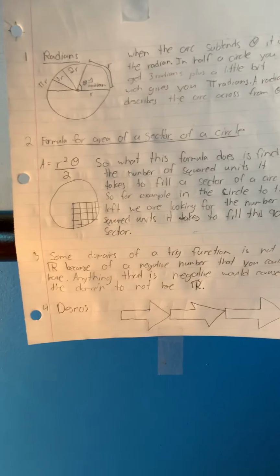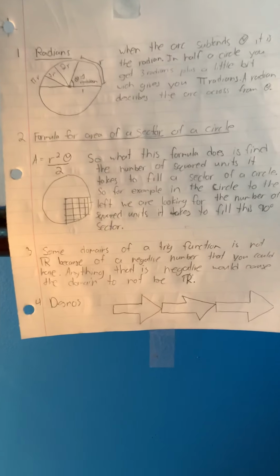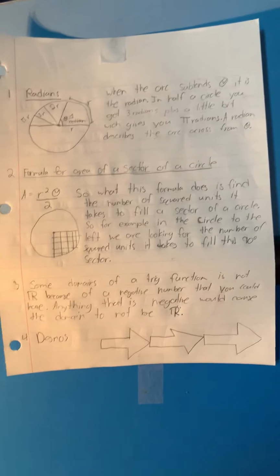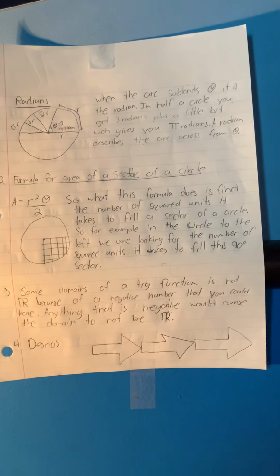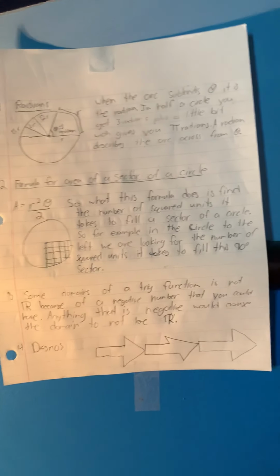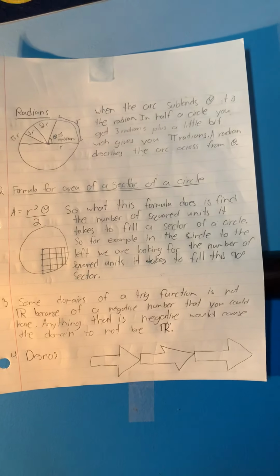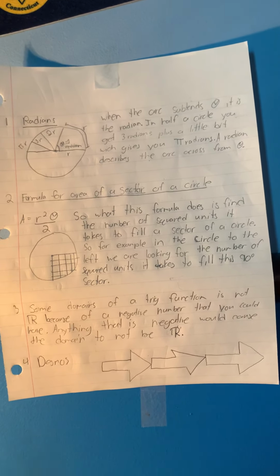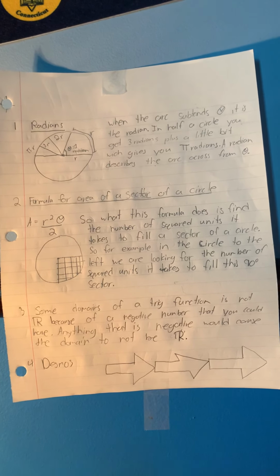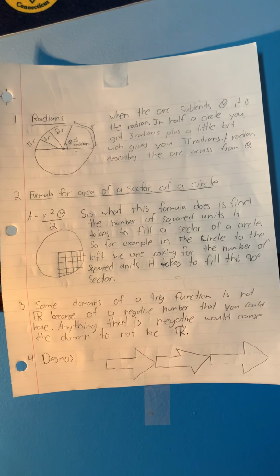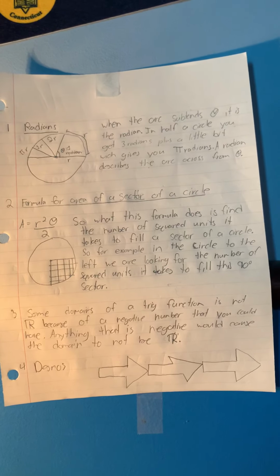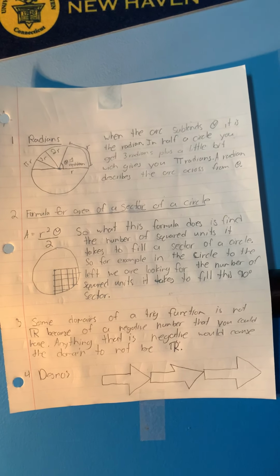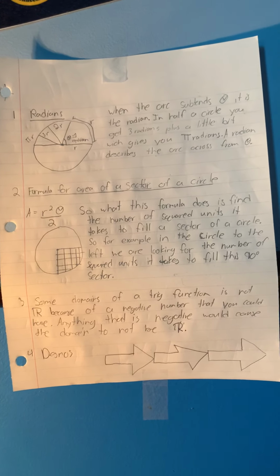In question number 3, we're explaining the domains of a trig function. Some domains of a trig function are not all real numbers because you could get a negative number in that equation. If you get a negative number, anything that is negative would cause the domain to not be all real numbers. So that's how that would happen.